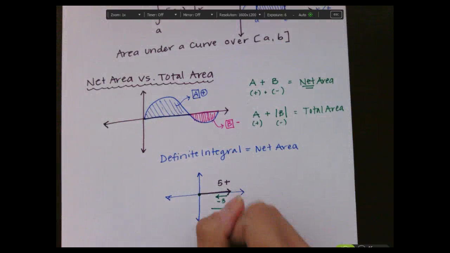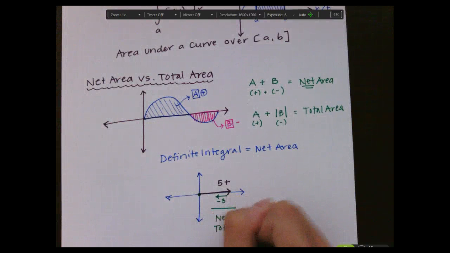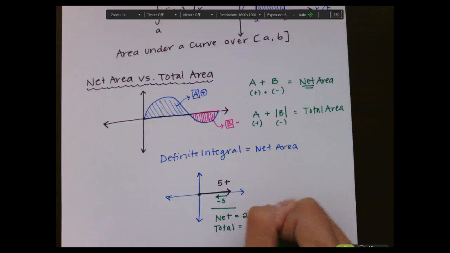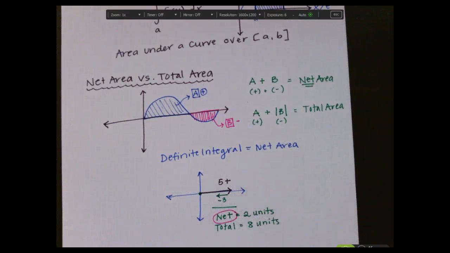In general, the total number of units traveled would be 8, but the net number of units would be 2. So this is again displacement. When we're finding this net area, we're finding the displacement. So definite integrals are finding the net area.